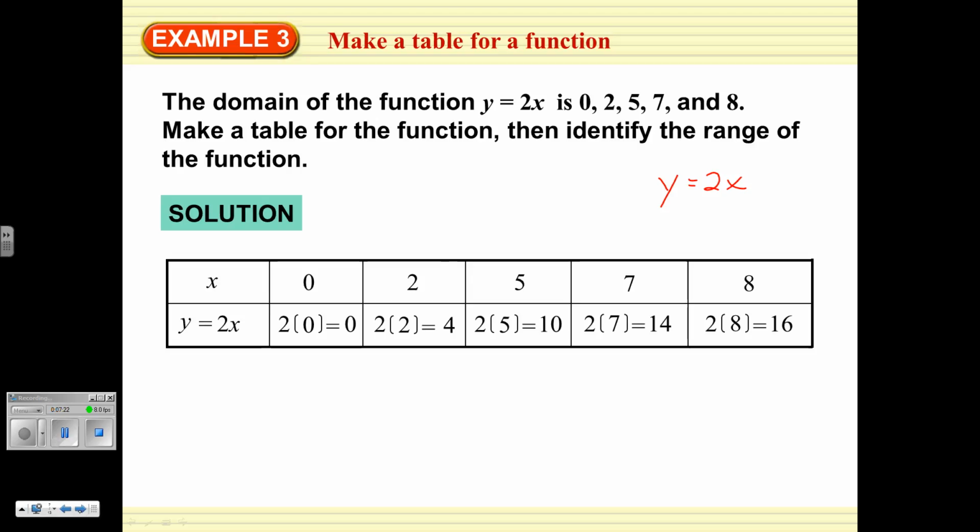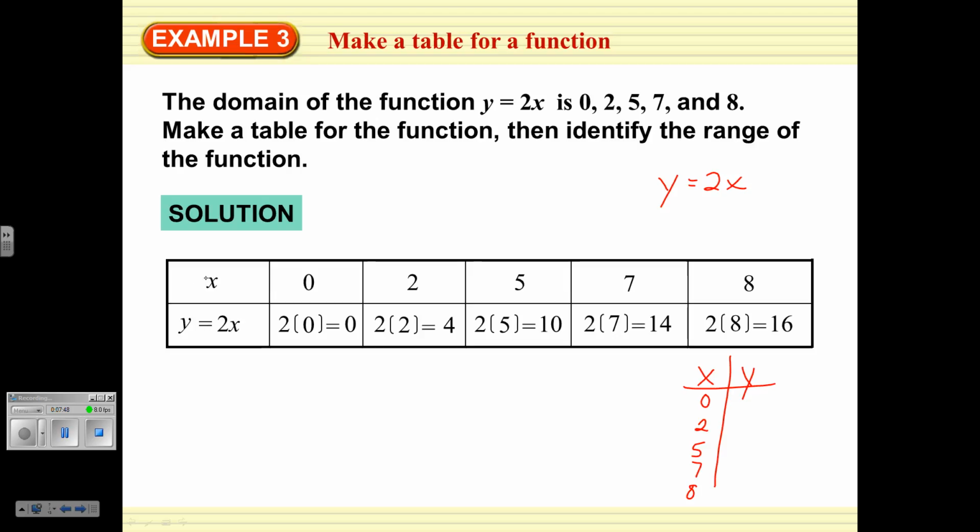So this is what we're going to do. I believe your notes have your table up and down. This PowerPoint that was created, they make the tables across. I prefer to have a table that looks like this, so I tried to make yours in your notes like this. So there's your function, y equals 2x. They gave us the domain of 0, 2, 5, 7, and 8.